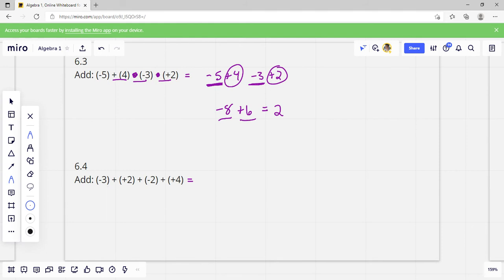All right, for this one, I'm going to have a negative 3. Positive and positive just makes plus 2. Here's a positive and a negative. The signs are the same, so we're going to say negative 2. Positive and positive will be plus 4.